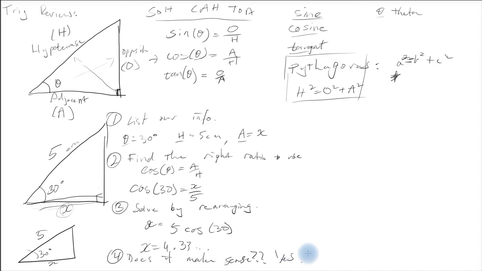Yes. Also, we need to think about units. So our final answer will be x equals 4.33 centimeters. Unit of length, centimeters. Excellent. So there's a very long-winded explanation. Follow this pattern: listing our info, finding the right ratio to use, solve by rearranging, does it make sense. Let me write those again, and we'll do another couple of examples.